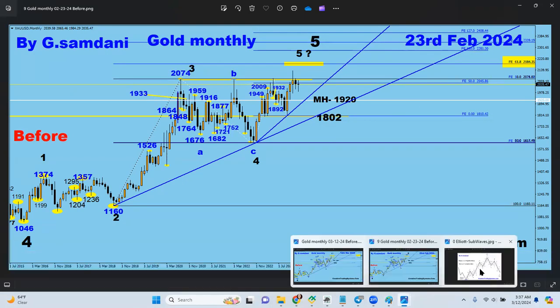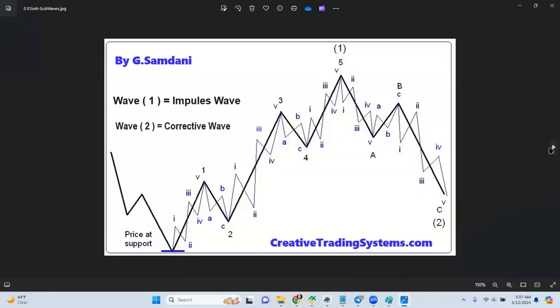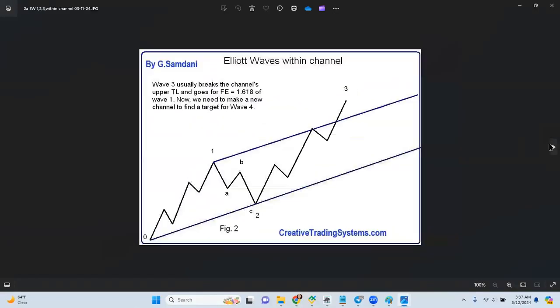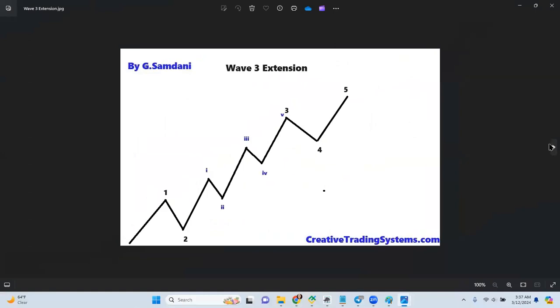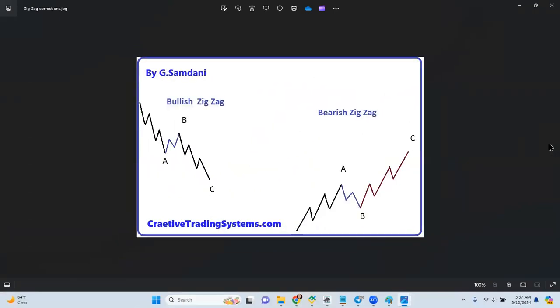Wave 3, I mean, wave 5 should be how much? Let's go take a look. Just gonna show you quickly here. Man, what's up? Where'd it go?